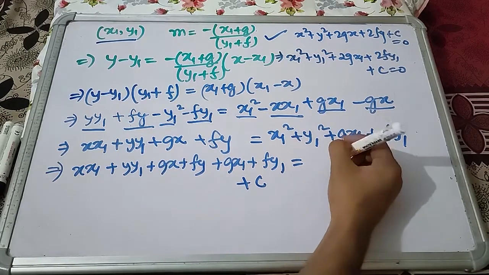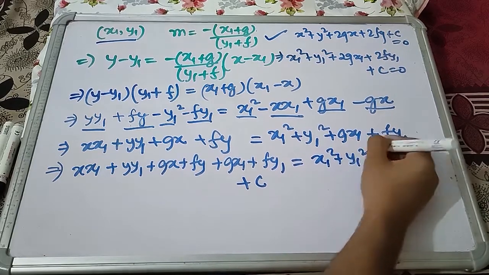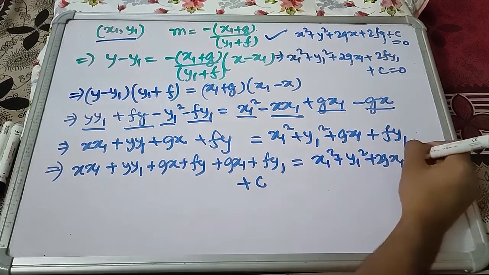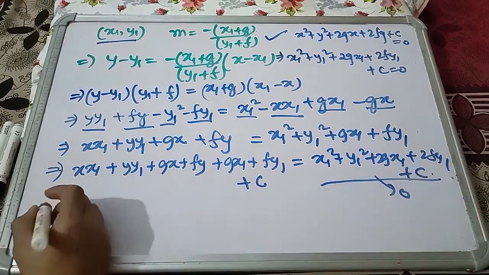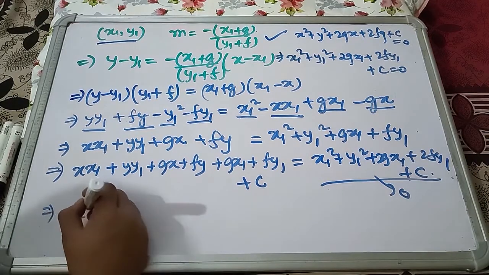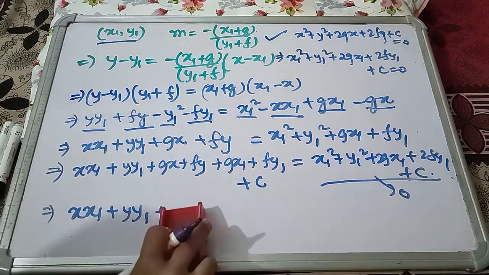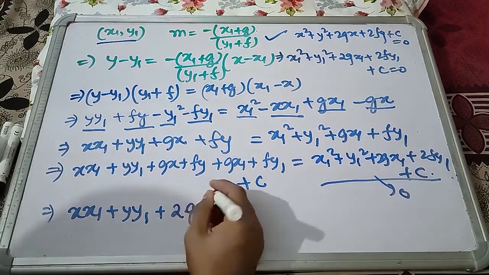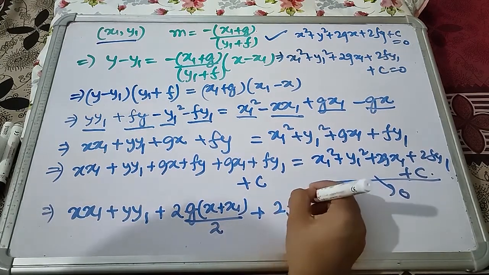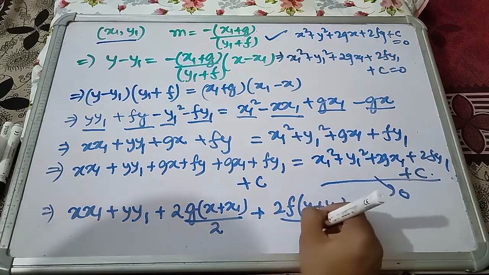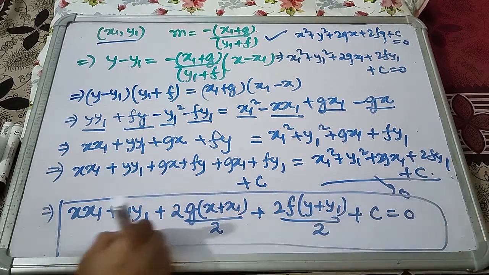So this becomes x1 square plus y1 square plus 2gx1 plus 2fy1 plus c. So this side is now equal to 0. What does this transform to? x x1 plus y y1 plus g into (x plus x1), plus f into (y plus y1), plus c equals 0. This is your equation of the tangent.